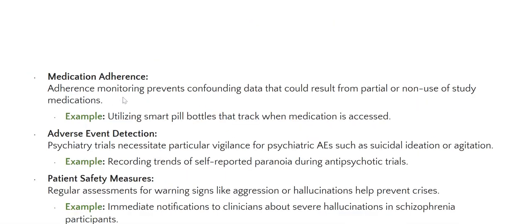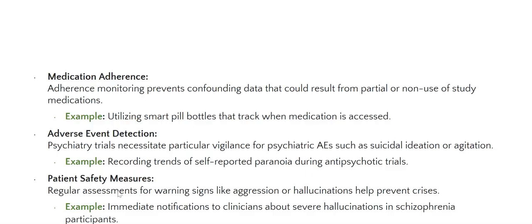Adherence monitoring prevents confounding data that could result from partial or non-use of study medications. For example, utilizing smart pills or pill bottles that track when medication is accessed. Adverse event detection, another core monitoring area. Psychiatric trials necessitate particular vigilance for psychiatric AEs, adverse events, such as suicidal ideation or agitation. For example, recording trends of self-reported paranoia during antipsychotic trials.